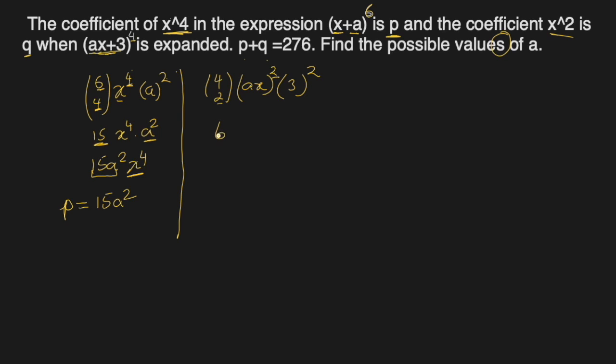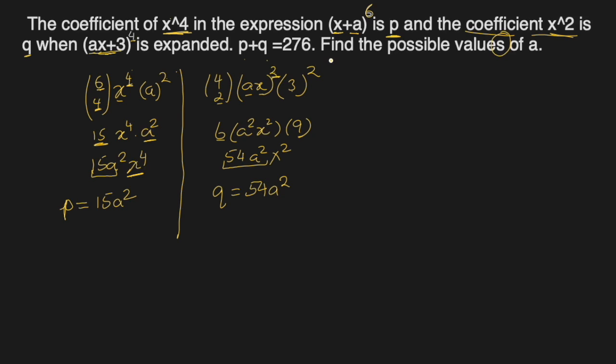4C2 is 6, and if I expand this, the square will be applied to both of them, so it will become a square x square, and 3 square is 9. So let's write 54. 6 times 9 is 54, a square x square. So the coefficient of x square here is 54a square. Q comes out to be 54a square.